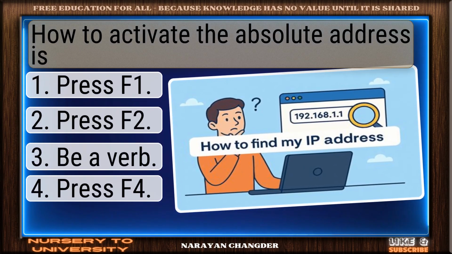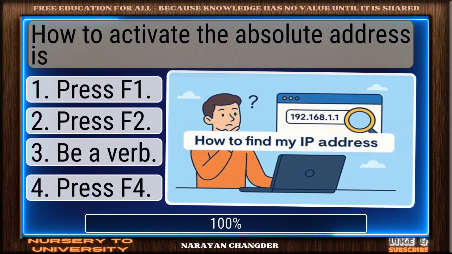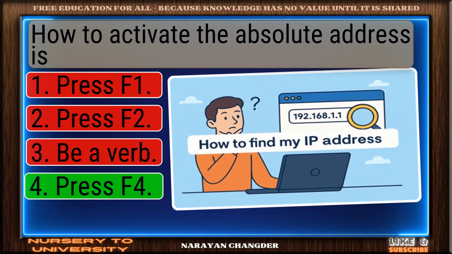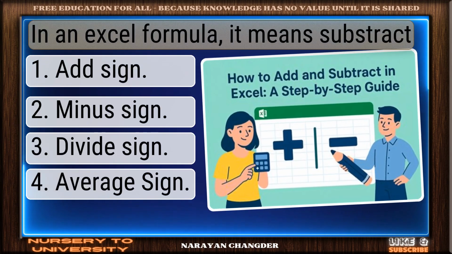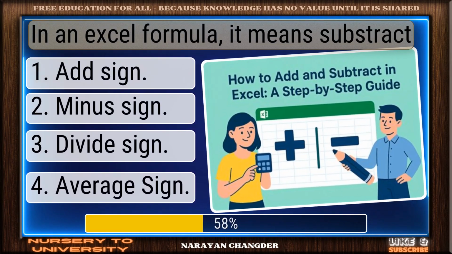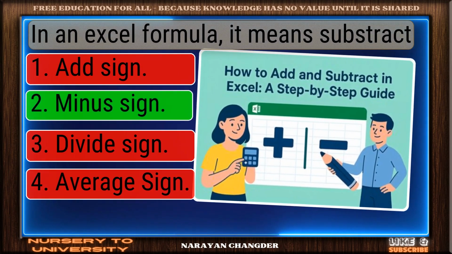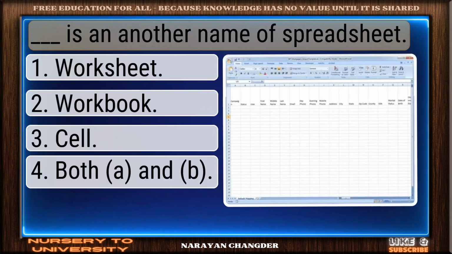How to activate the absolute address is. Excellent. Press F4 is a brilliant choice. In an Excel formula, it means subtract. Correct response. Minus sign is the most accurate answer.